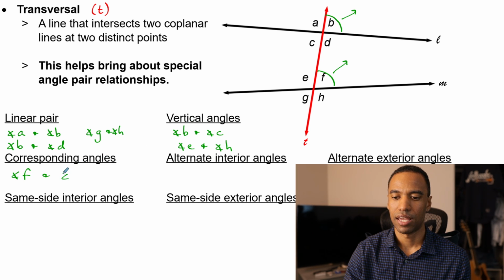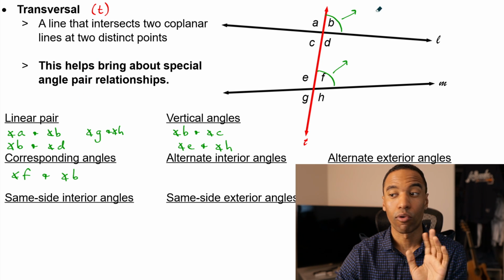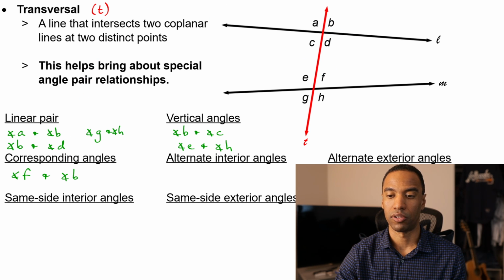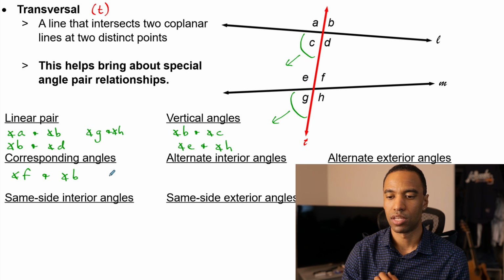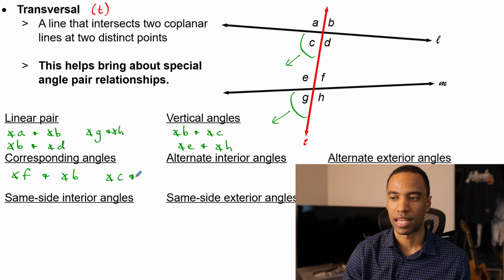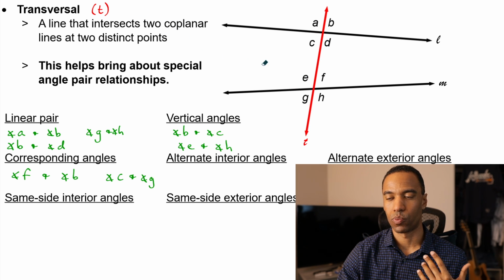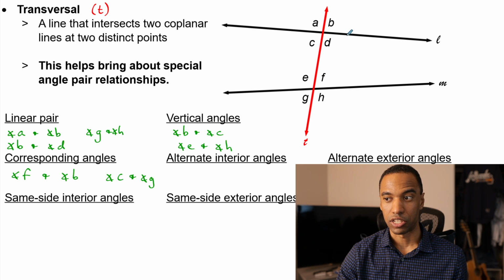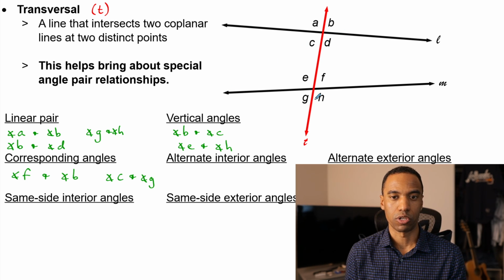We have angle F and angle B right here. Those are corresponding. There are four pairs of corresponding angles here. I'm not going to write them all down, but I'll give you another example. Angle C and angle G. These are corresponding angles right here. They face the same direction. Now, we're going to get into more with this when lines are parallel and how corresponding angles relate. But for now, those are corresponding angles.